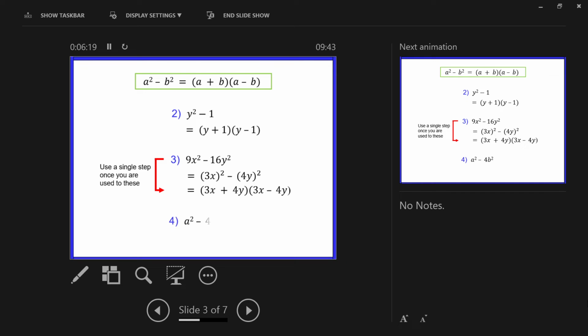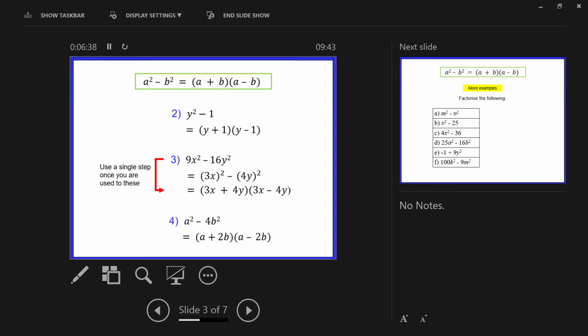Okay. Next one, a squared minus 4b squared. Who wants to answer? Say again. Just that. And 2b. Good. So a plus 2b, a minus 2b. Good.